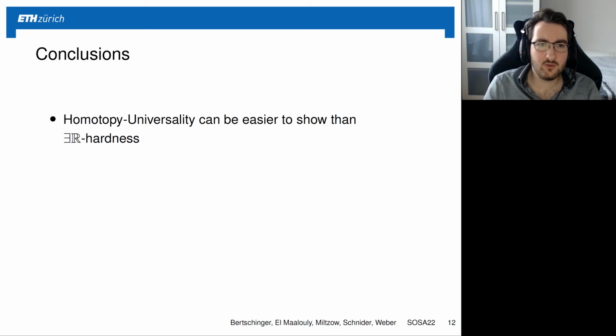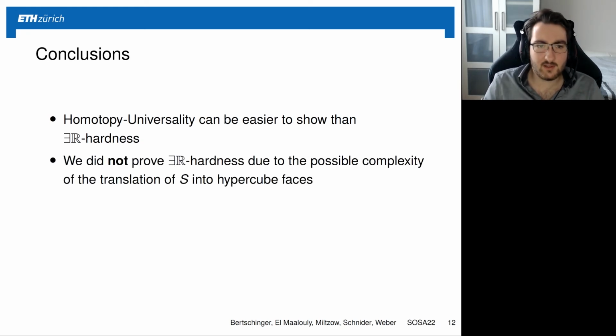So as a conclusion, we saw that we can prove homotopy-universality quite quickly and much easier than if we had to show full existential theory of the reals hardness. And indeed, I would like to stress again that we did not prove ETR hardness, because when we translated our semi-algebraic set into our union of hypercube faces, we introduced potentially exponential complexity, and therefore this is not a proper reduction.